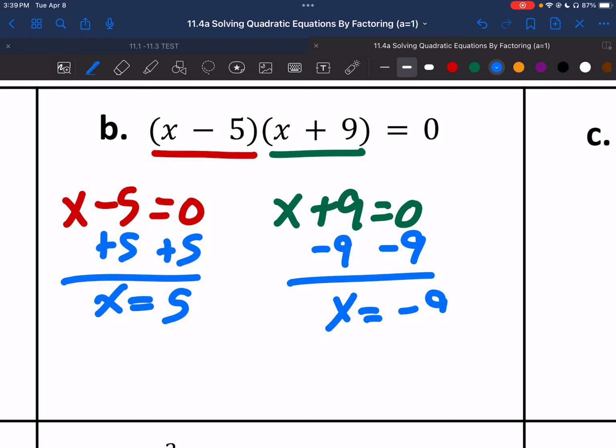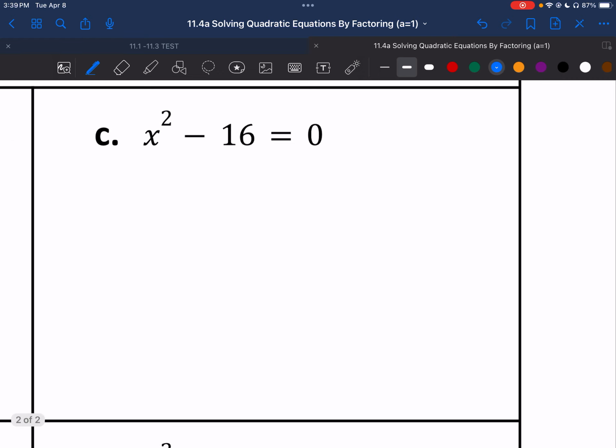All right, what about 16? What's going on here? Well, we got x squared minus 16. That looks suspiciously like the difference of two squares. So can we factor this? Yes, we can. x minus 4, x plus 4.